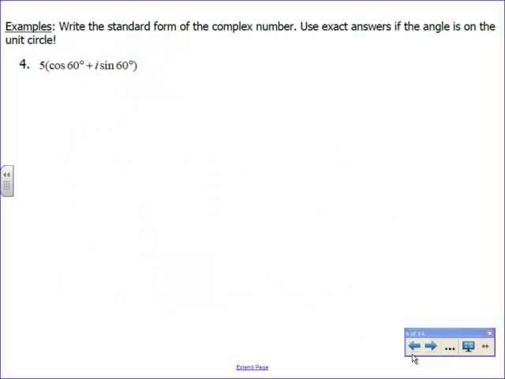Okay, moving on. Now we're working backwards. Now we're writing the standard form of the complex numbers. And this is really easier than the other way because all you really have to do is distribute and simplify. So this 5 gets distributed in and I end up with 5 cosine of 60 plus 5i sine of 60.